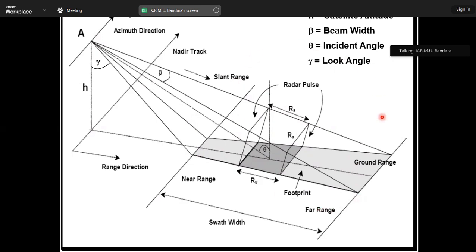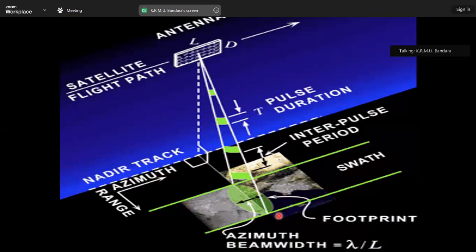Okay, these are the normal parameters in the geometry of the radar satellite system. This is the ERS satellite. You can see the pulses are coming. The first line is scanned by one pulse, then the next line is scanned. The satellite is moving, so the next pulse scans the next line, the third line, the fourth line, like this.